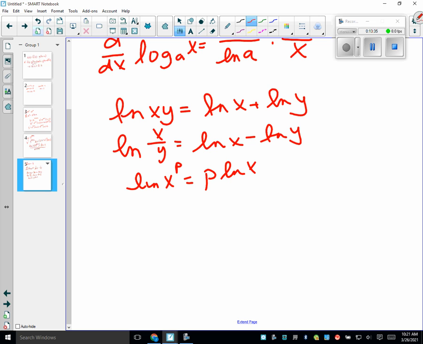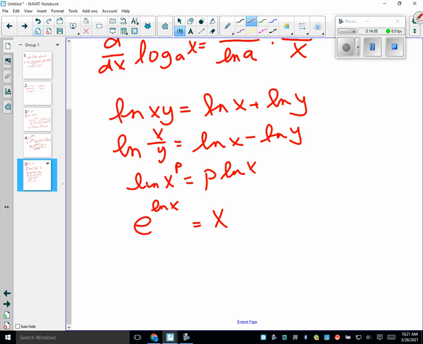Okay, what is e to the ln of x? x. e and ln cancel each other out. A refresher there.